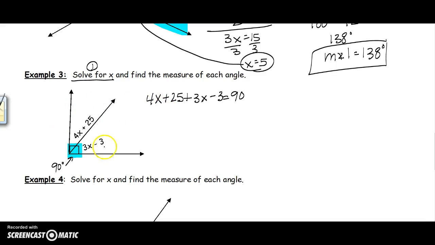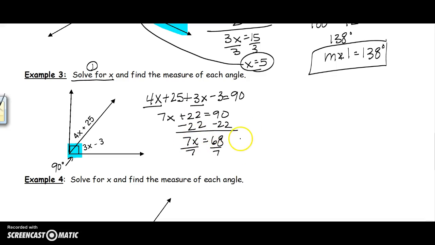So we know that the whole thing's going to equal 90, so we can go ahead, set these two angles equal to that, and solve. So we have 7x plus 22 is equal to 90. When you subtract 22, you get 7x is equal to 68. Divide by 7, and we get x is 9.7.